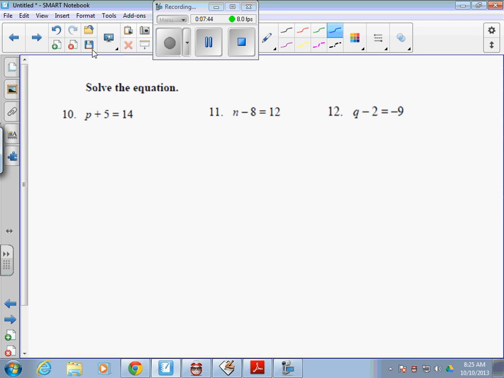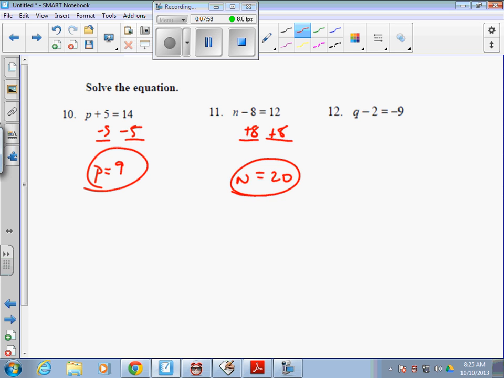Then we have one-step equations, so we're kind of going backwards right here. Get rid of plus 5 by subtracting it. Do the same thing to the right side. P equals 9. Get rid of minus 8 by adding it. Do the same thing to the right. N equals 20. And get rid of minus 2 by adding it. Do the same thing to the right. Q equals, we have a negative 9 plus 2, so it's negative 7. Each of those would just be inverse operations: inverse of addition for 10, and then inverse of subtraction for both 11 and 12.